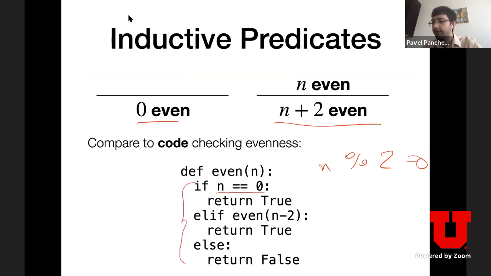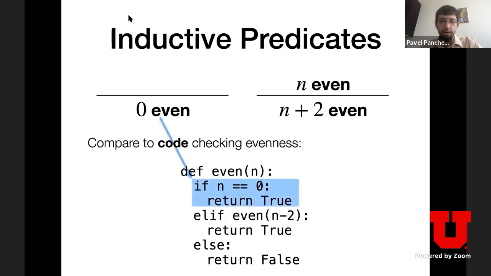You first check if it's 0. In that case, return true. Otherwise, you check that n minus 2 is even. In that case, you return true. And otherwise, you return false. Now, this code isn't ideal. For example, it'll run forever instead of ever actually returning false. But it does reflect something of our understanding of what evenness means. This, even if it doesn't actually work as a piece of code, is kind of close to code that might work.